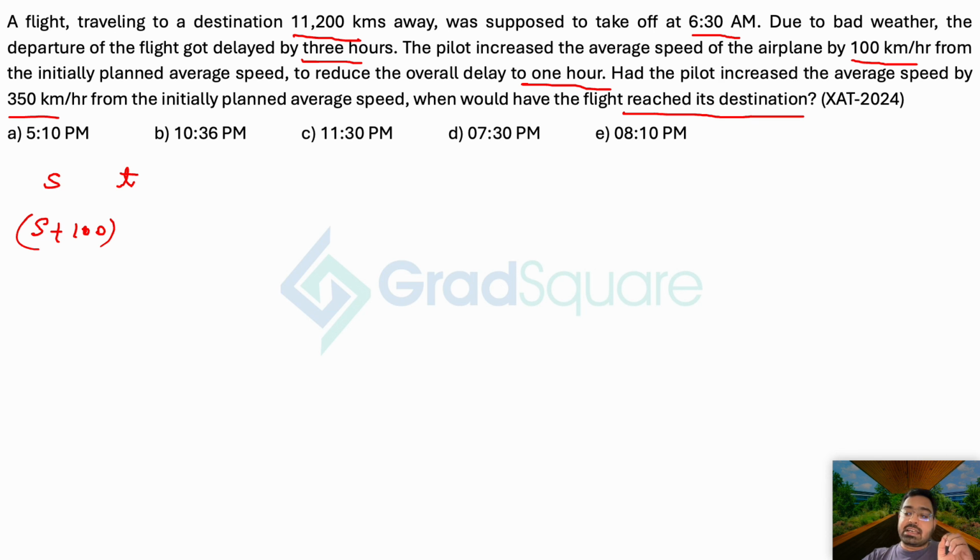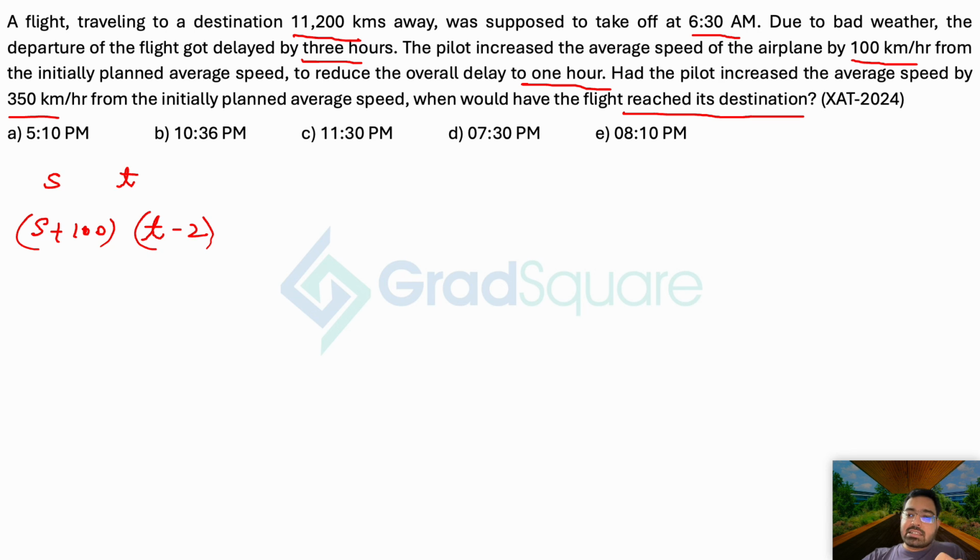Now understand that if you would have traveled at the same speed, you would have shown a delay of 3 hours. But now you are showing a delay of only 1 hour. That means you have covered up 2 hours. This time that you have covered up is a time that was reduced because of the increase in the speed by 100 kilometers per hour. So the travel time in this particular case should be what? T minus 2 hours, right?